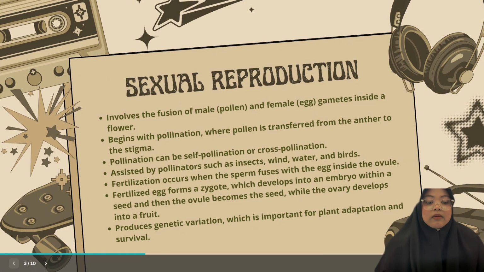Pollination is assisted by pollinators such as insects, wind, water, and birds, which then can lead to fertilization. Fertilization occurs when the sperm fuses with the egg inside the ovule. The fertilized egg will then form a zygote, which develops into an embryo within a seed, and then the ovule becomes the seed, while the ovary develops into a fruit. This can produce genetic variation, which is important for plant adaptation and survival.